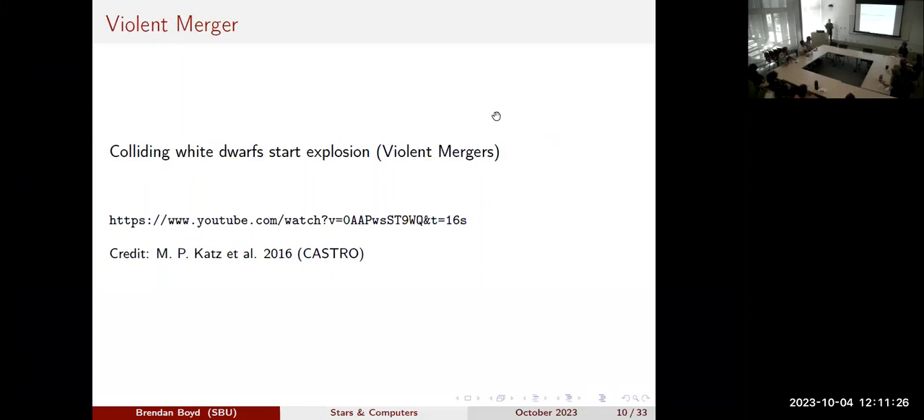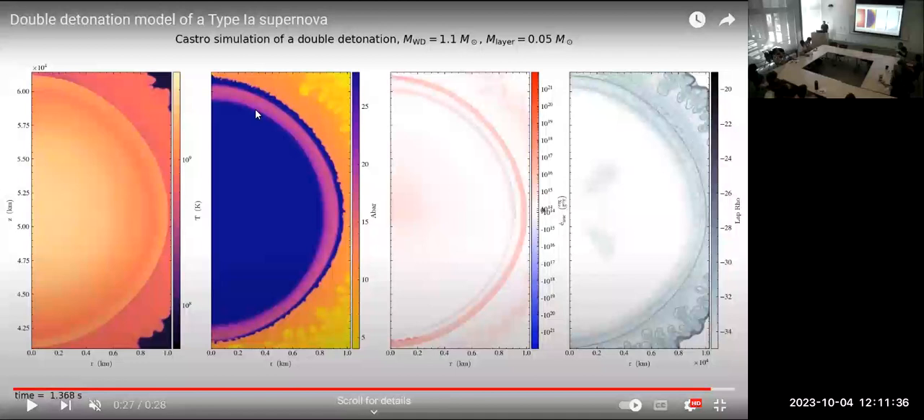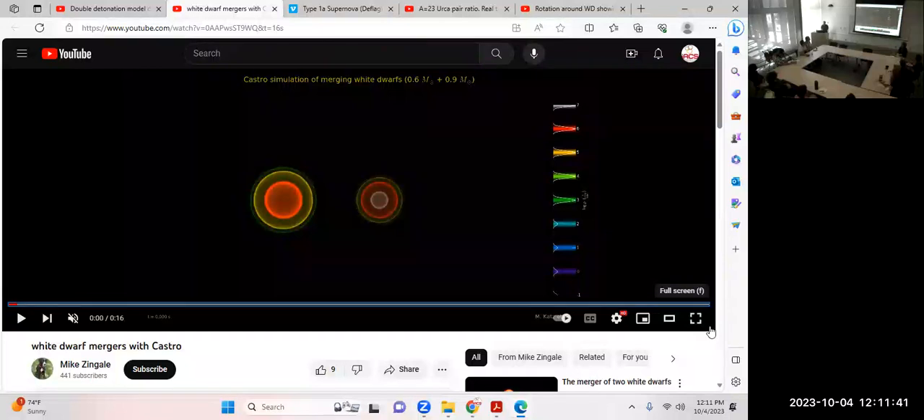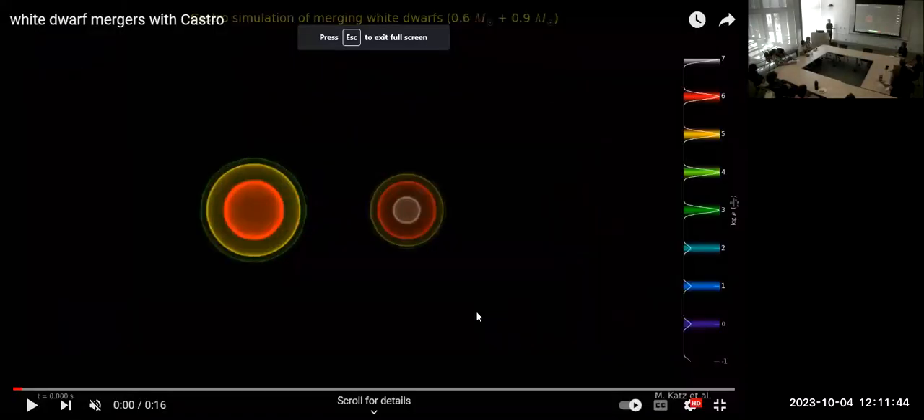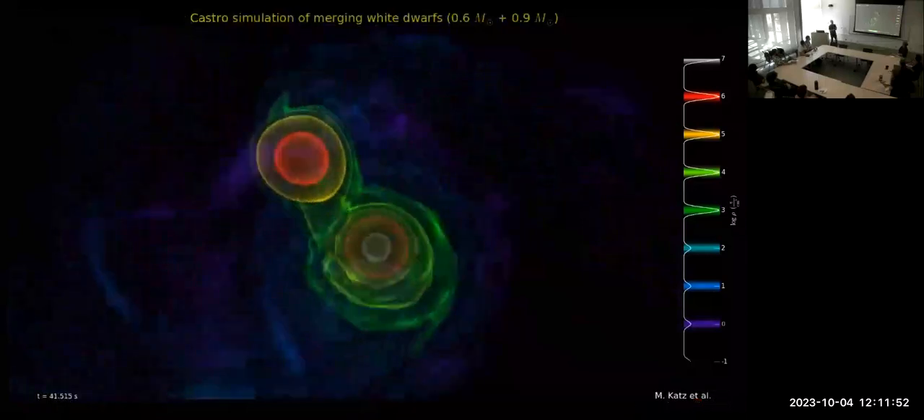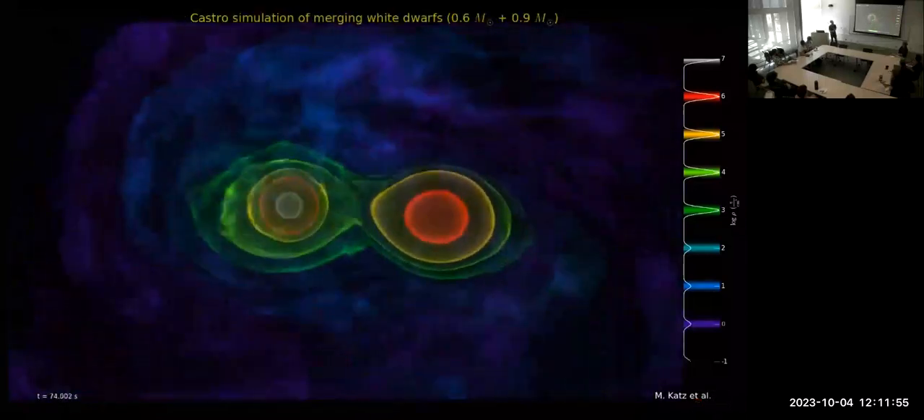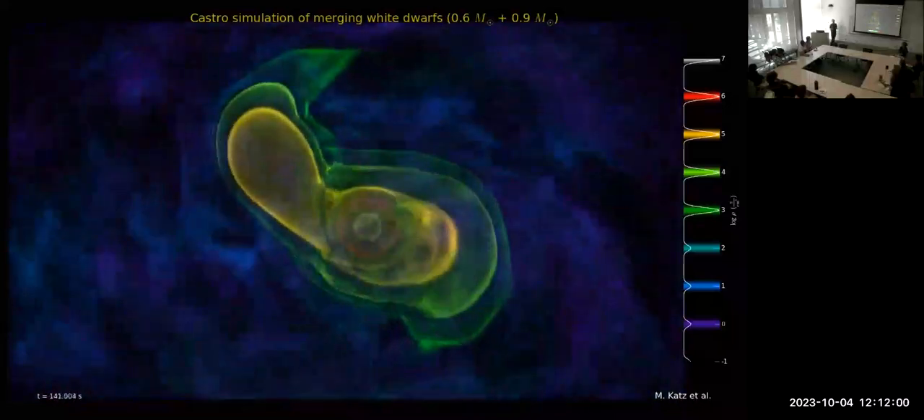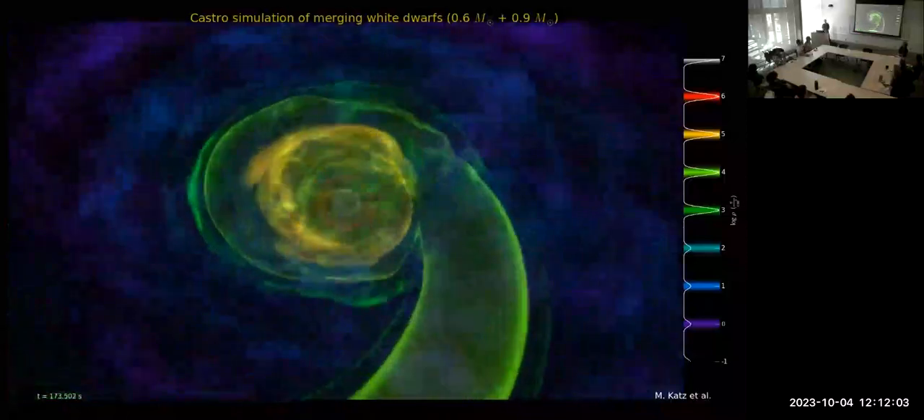Another idea is these two white dwarfs, if we have two white dwarfs, maybe they can collide and merge together, and that can set off an explosion. And so people have looked at that as well. So this is a simulation. Again, now we have two white dwarfs. One's a bit more massive than the other, and they're going to rotate together and start merging until they combine into one single white dwarf with a very messy accretion disk all around it.